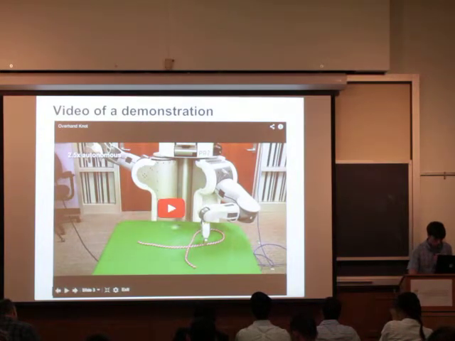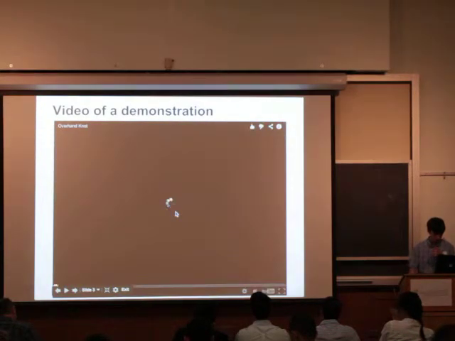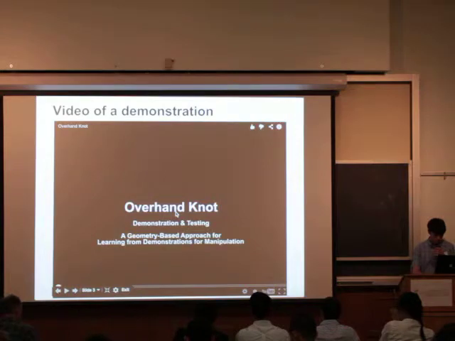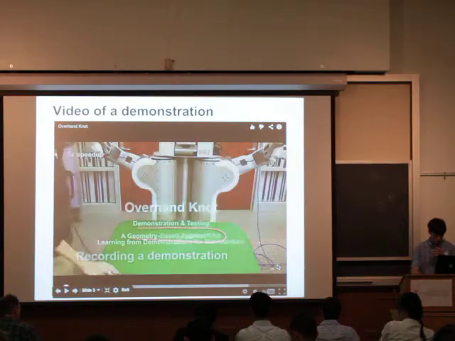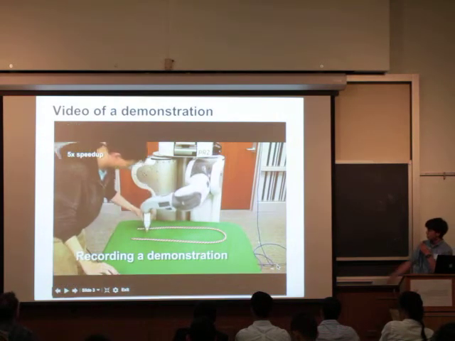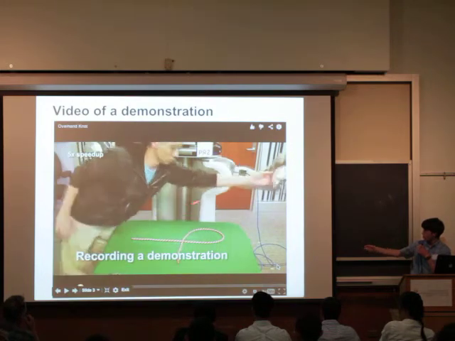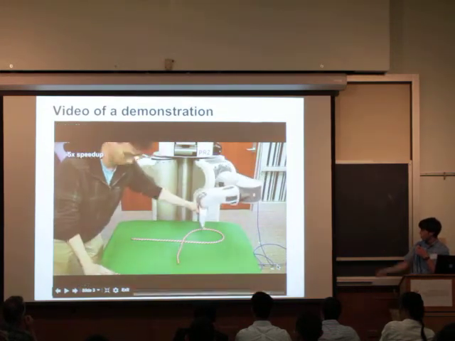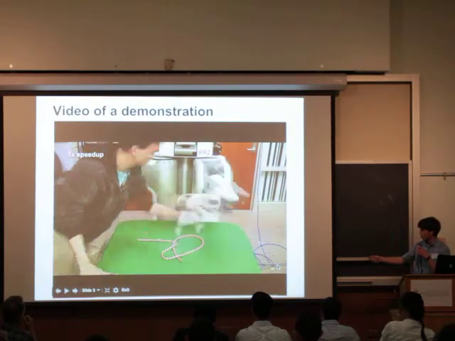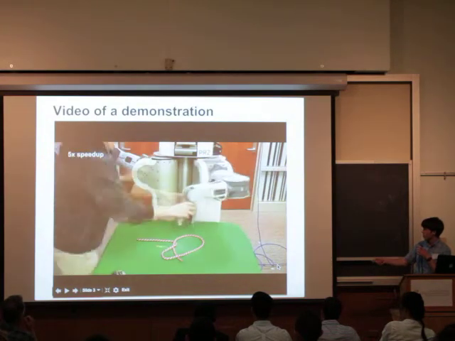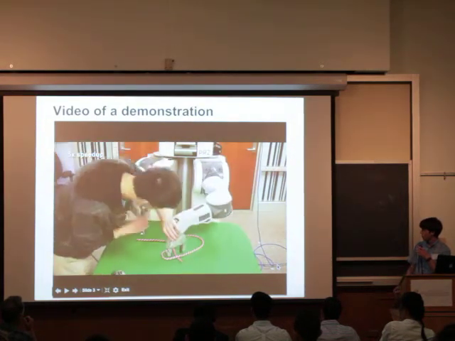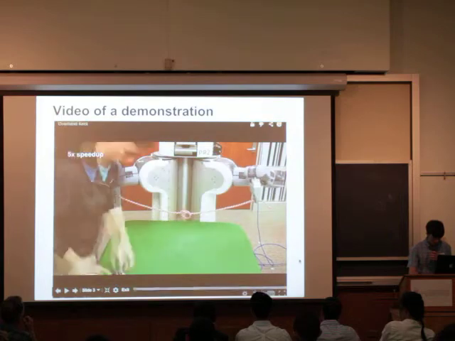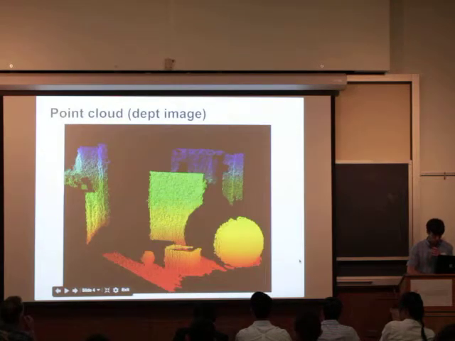So here's the video of a human performing a demonstration. Notice how he's manually moving the grippers, and he's manually commanding them to open and close, and in doing so, tying the knot. And so the robot has to be observing this.